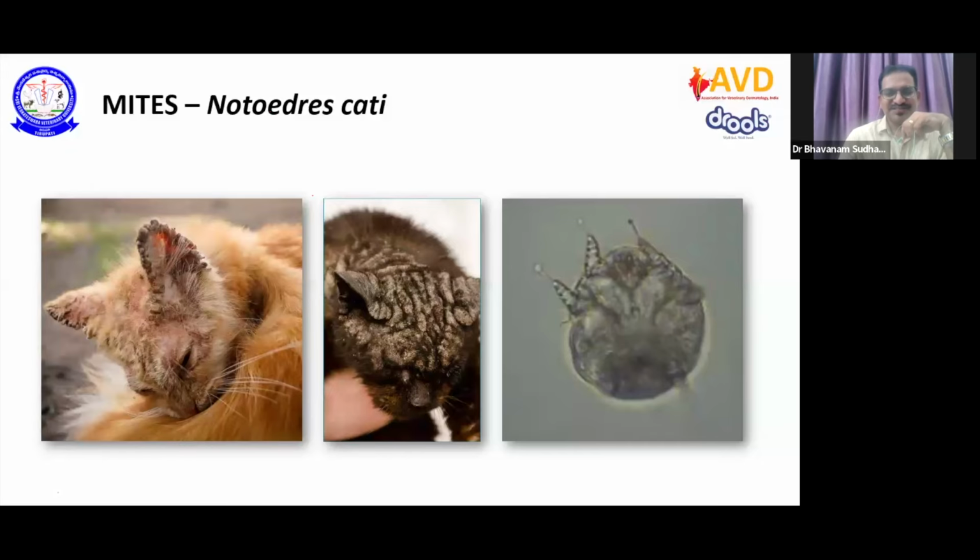Next is Notoedres cati. Now we will discuss the general phenomena of how mites occur. In the general life cycle, the adults produce eggs, and the next stages are found in skin scrapings. Notoedres cati is the most common itchy mite in cats. Whenever a cat comes to the clinic with severe itching, we first need to suspect Notoedres.